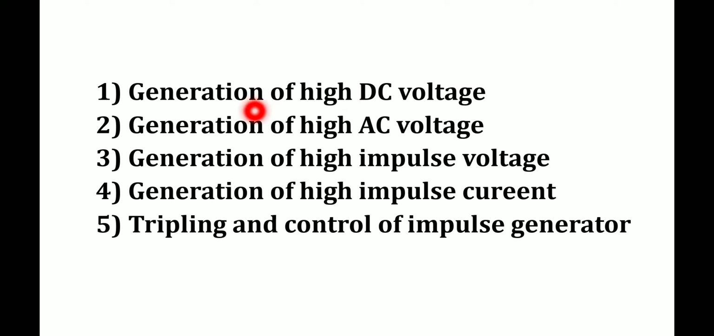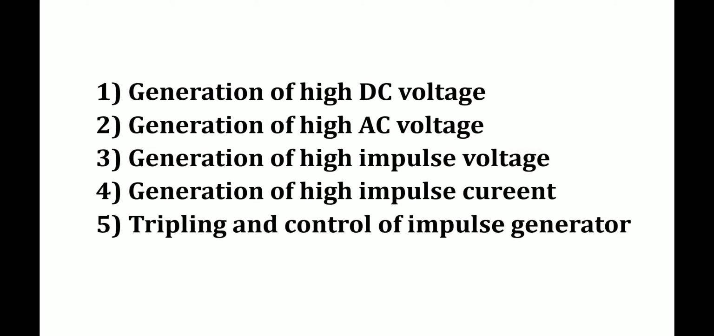The first one is generation of high DC voltage, that is direct current voltage. The second is generation of high alternating current voltage. The third is generation of high impulse voltage, and the fourth is generation of high impulse current. After this generation, how the tripping as well as the controlling of the impulse generator is done, we'll also study in module 2. So these are the 5 important bits we are going to cover in module 2.